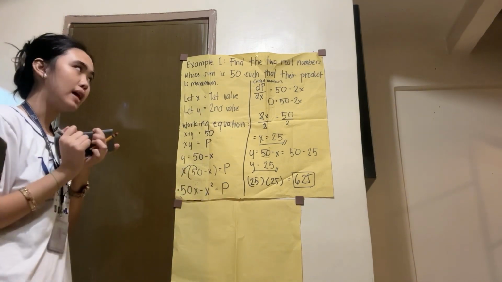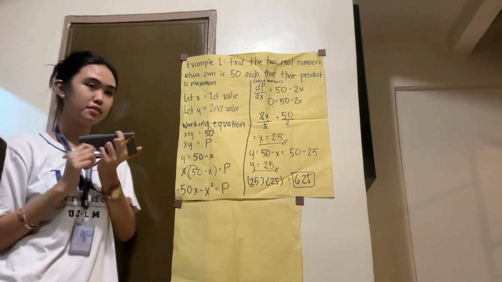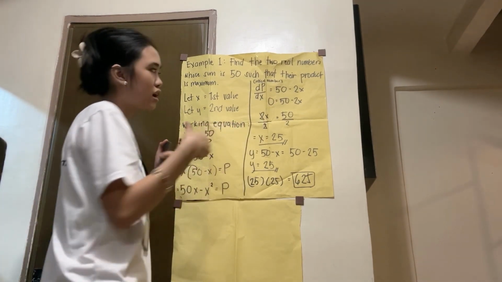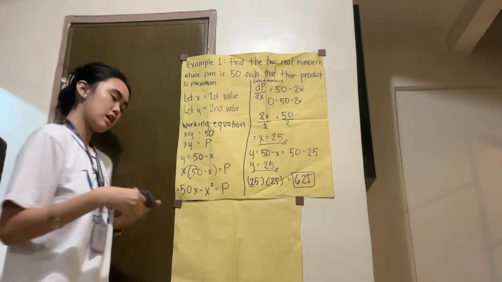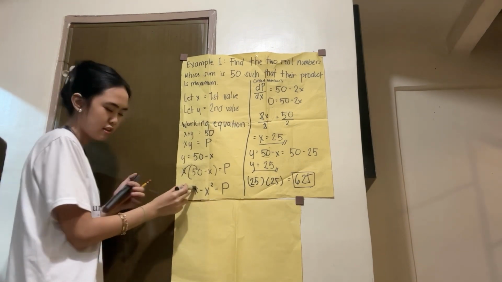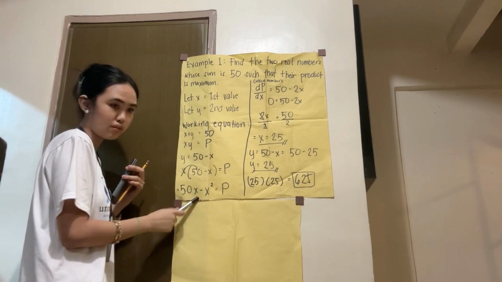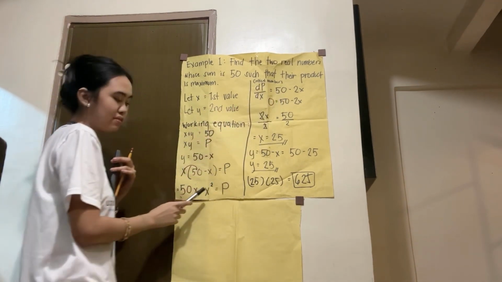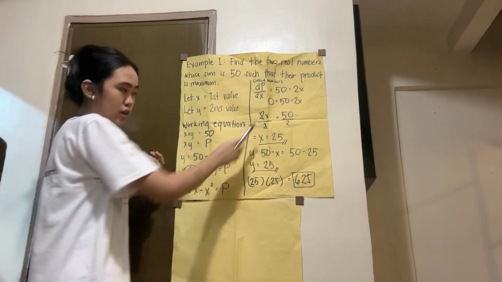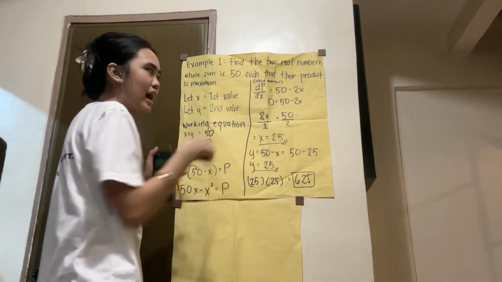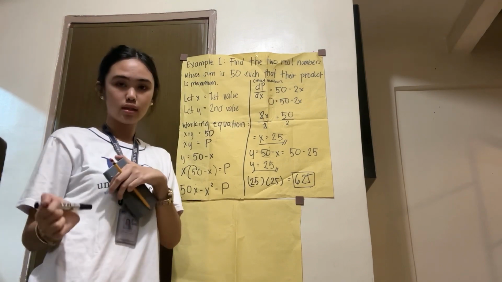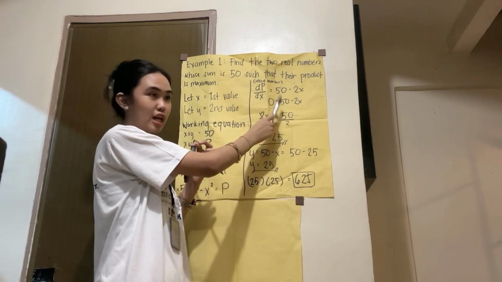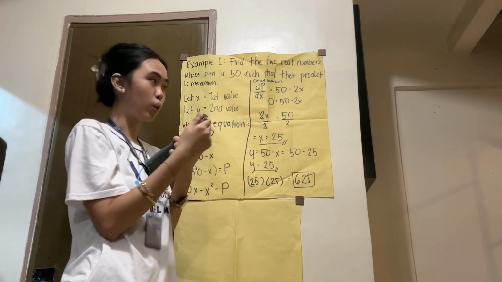After that, the third step is to find its derivative. So we're going to use this. How to find the derivative? By looking at this, what is the derivative of 50x? It equals 50. The derivative of x squared is 2x. After that, we need to equate it to 0.